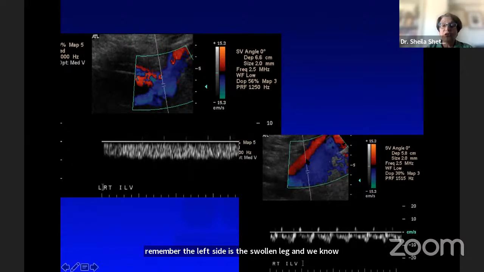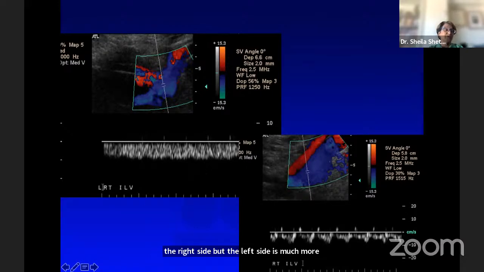But when we looked at the iliac veins, and this is the external iliac vein, you can see that there is a lot of phasicity on the right side, but the left side is much more monophasic.